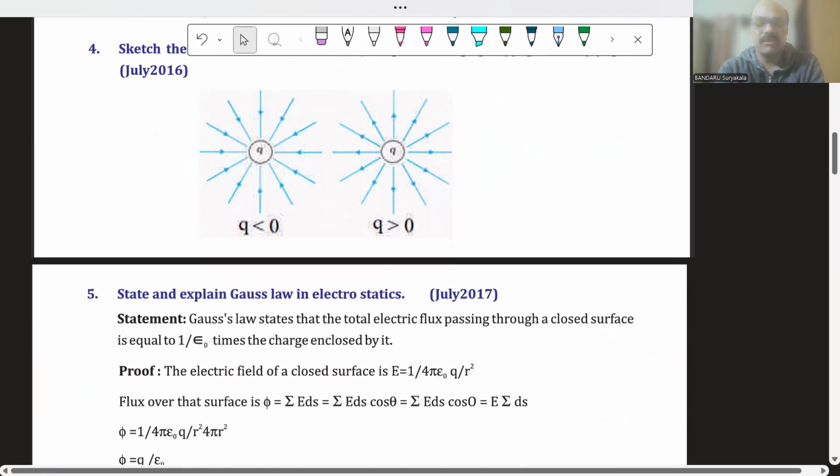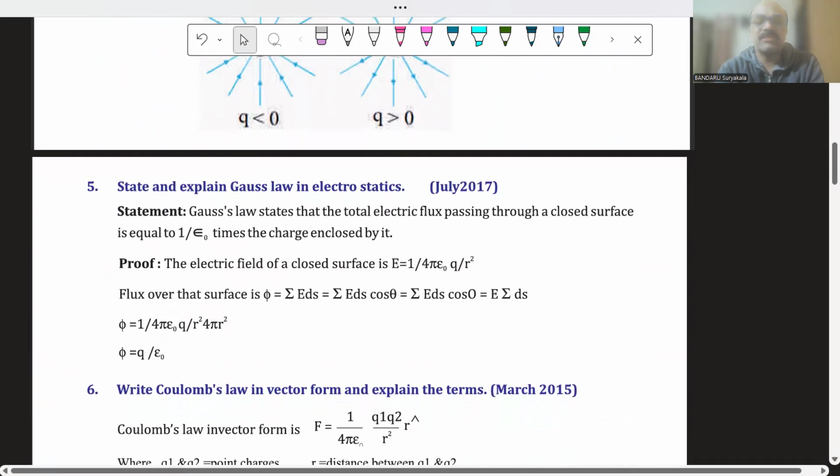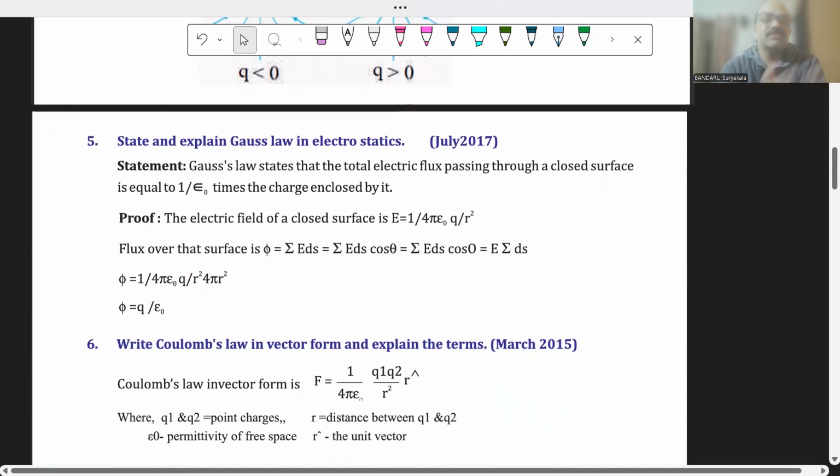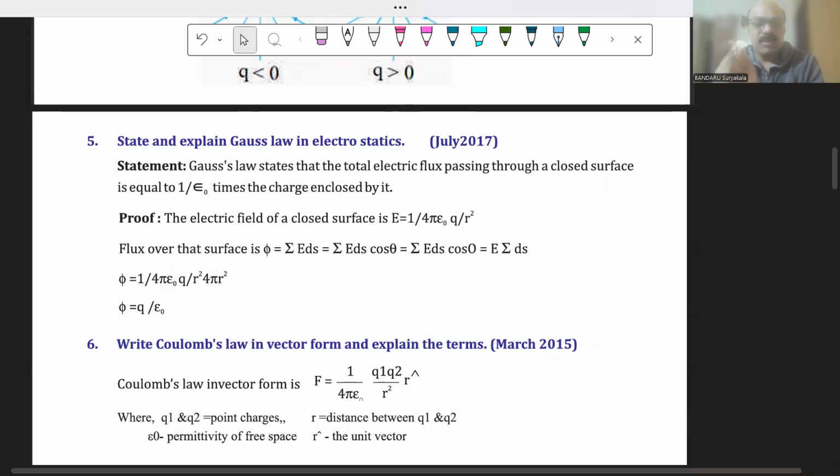Next one: state and explain Gauss law of electrostatics. Write the statement and the electric field of the closed surface. Take the formula 1 by 4 pi epsilon naught, q by r square, and flux, and finally we have flux equals q by epsilon naught. Just explain, no proof is needed.